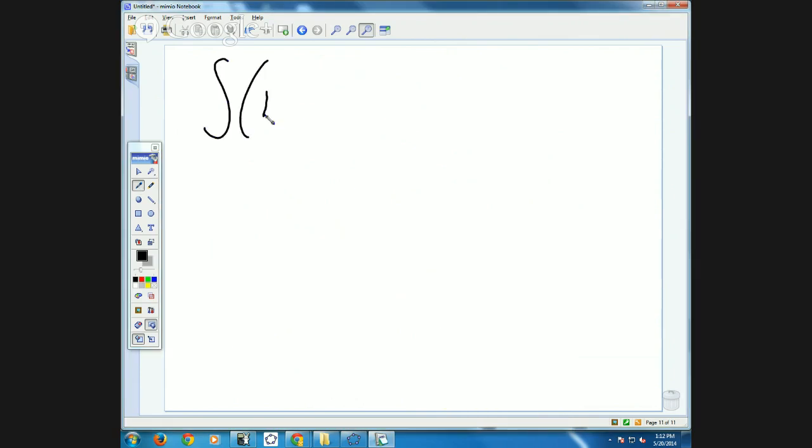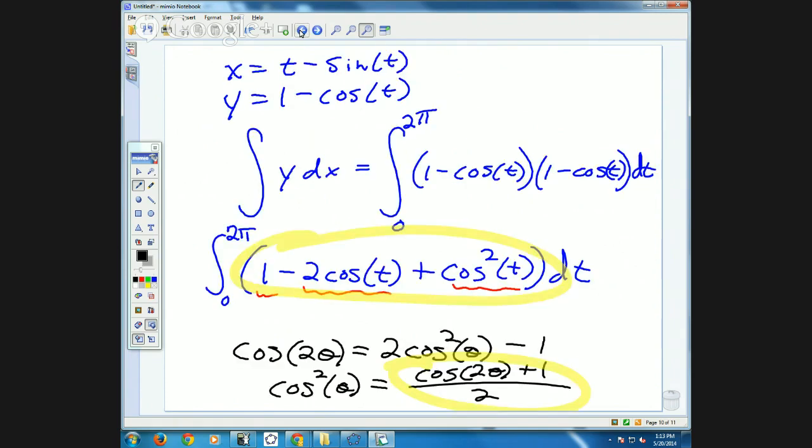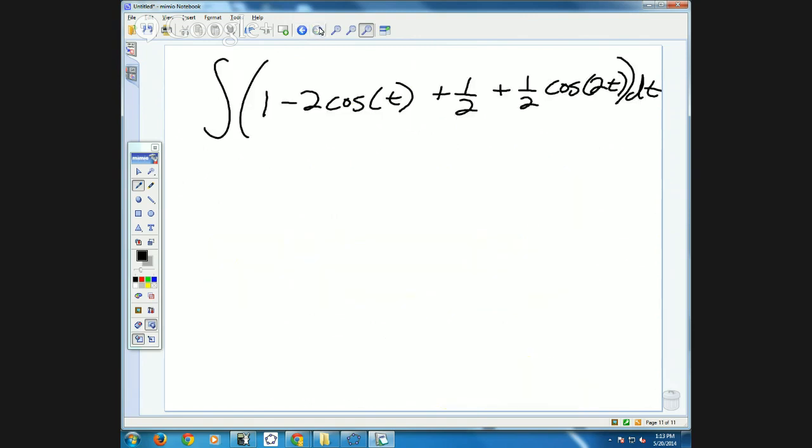I have the integral of 1 minus 2 cosine t plus 1/2 plus 1/2 cosine 2t. I think that's what I get, right? Yep. That's what I get. I just did my substitution. I got to clean it up a little bit. So that's going to equal 3/2 t plus 2 sine of t plus 1/4, no, minus 1/4.